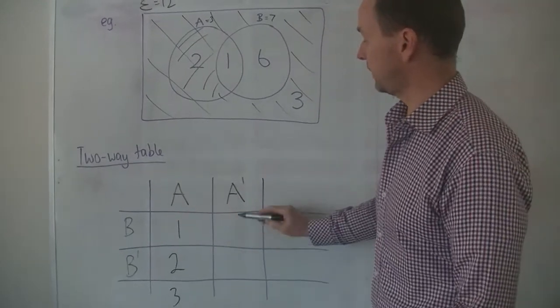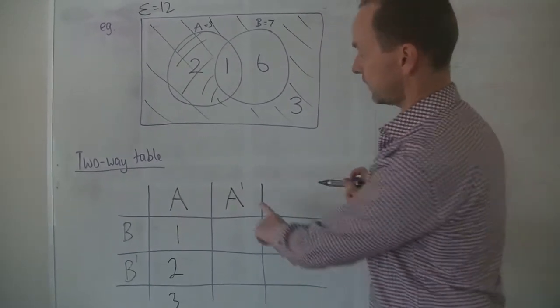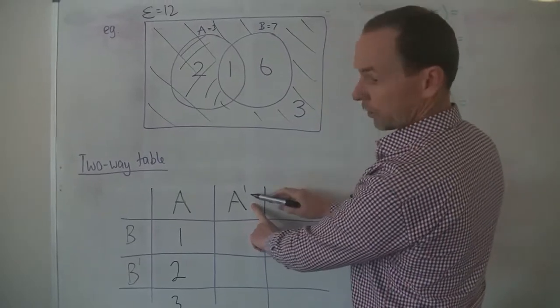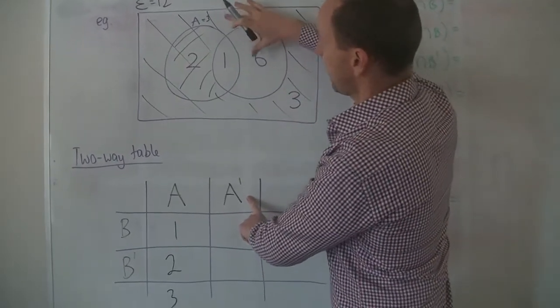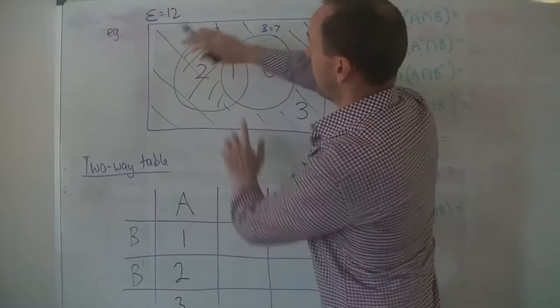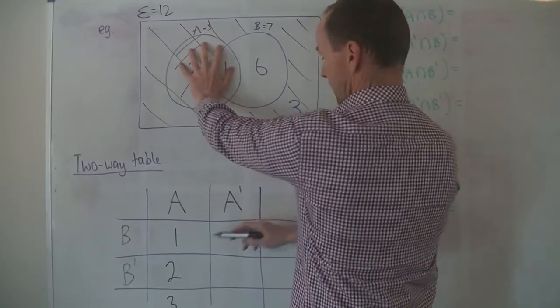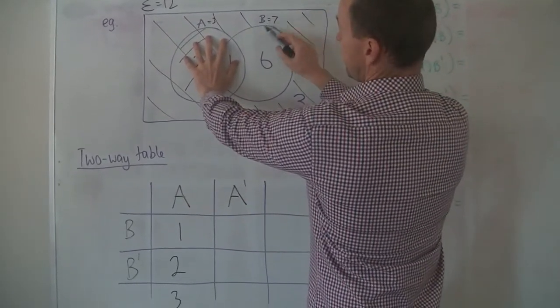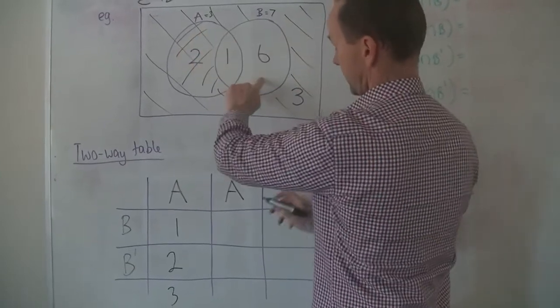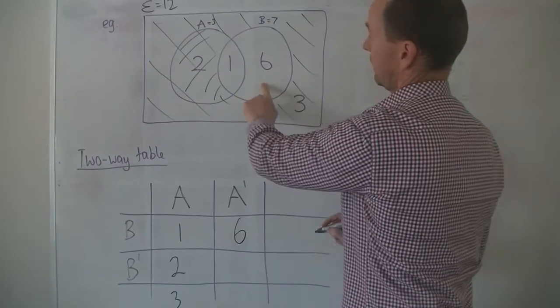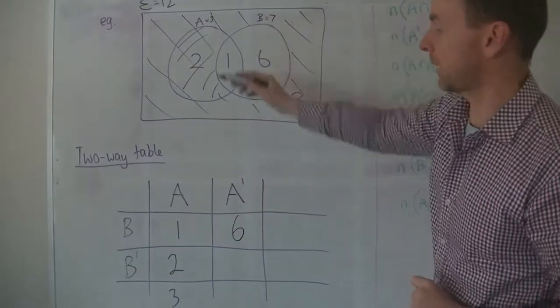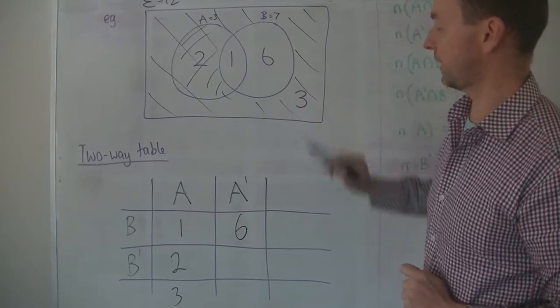So B intersecting with not A, or the complement of A. So the complement of A is everything around here that's not in A. So I'll cover that up. And where does it intersect with B? There's B, so it's just this one here. So it's 6. I'm just trying to explain how I got that, but it's just that value there.